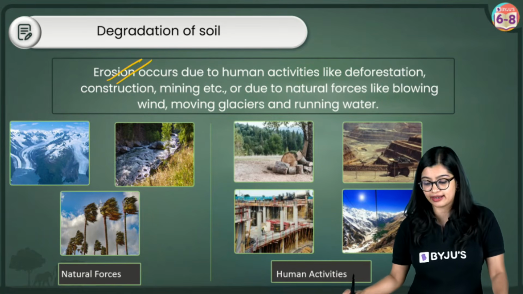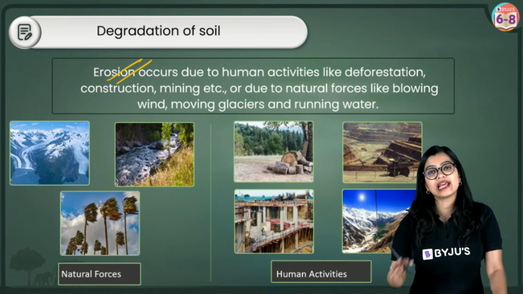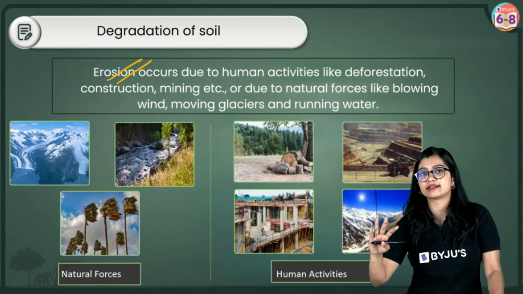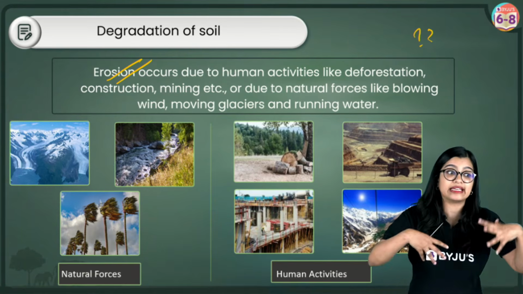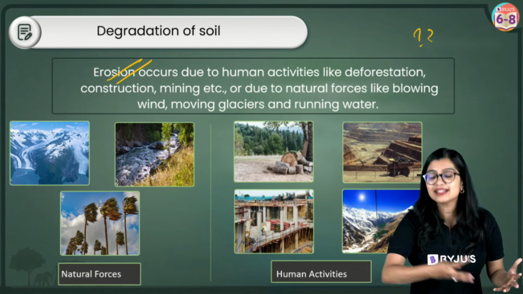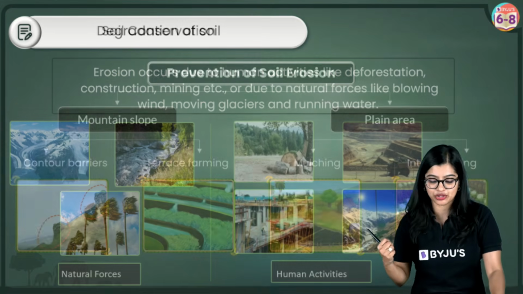Which is why erosion, especially due to human activities, has accelerated degradation of soil. Now you'll tell me, ma'am, okay, we have done all this, but can we do anything? Is there anything that I can do, or are there any solutions to this? That is where soil conservation comes into the picture.